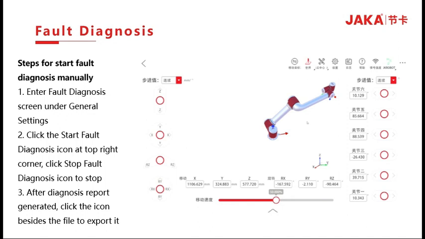Steps for start fault diagnosis manually are below. 1. Enter the fault diagnosis screen under General Setting. 2. Click the Start Fault Diagnosis icon on the top right corner. Click Stop Fault Diagnosis icon to stop. After diagnosis report is generated, click the icon beside the file to export it. Let's have a look at the video of fault diagnosis.